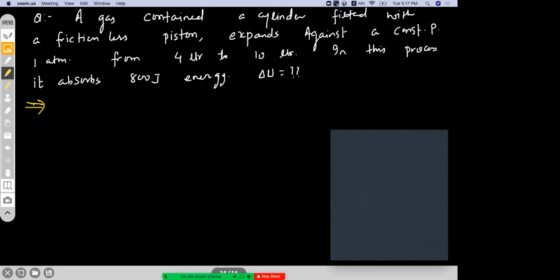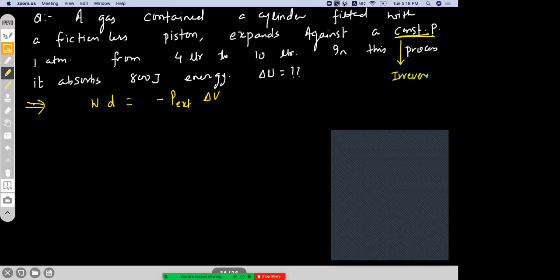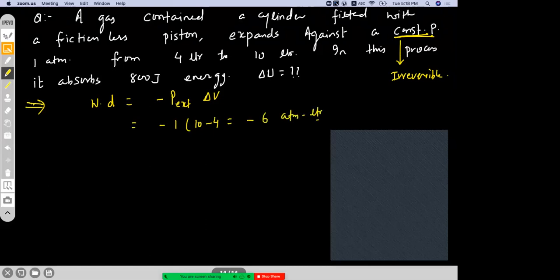See what happens here. No, one second. A gas contained in a cylinder fitted with a frictionless piston expands against a constant pressure. So what is the work done in this process? The work done is equal to minus P external delta V, since it says against a constant pressure, which means it is irreversible. So we can apply P external into delta V, correct? The pressure is 1, dV is 10 minus 4, and we are getting 6 atm liter.